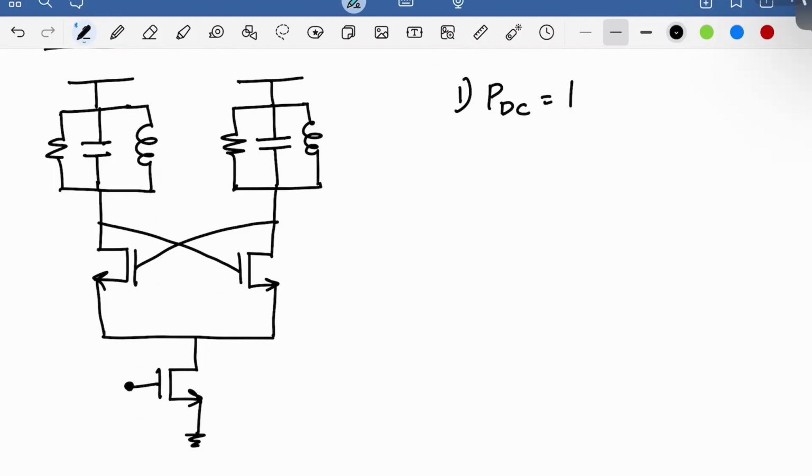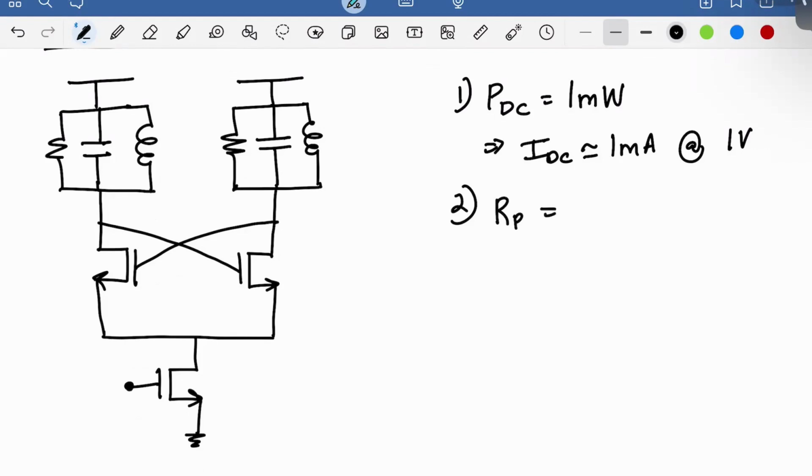if you have a DC power consumption limit of about 1 milliwatt, then the current is around 1 milliamp when you have a 1 volt supply. That was the peak current. And then we said from that you have some design equations. So the amount of resistance you need for a given swing is, because you don't want to move these transistors into triode. So we showed that you can get the amount of resistance from that. And that's around 455 ohms.